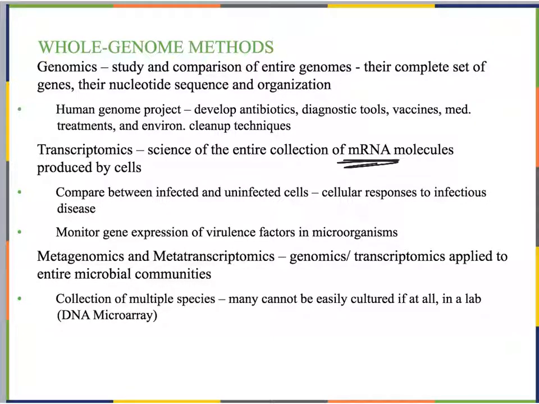If we take either genomics or transcriptomics and apply it to an entire microbial community, then that is metagenomics or metatranscriptomics, respectively. So if we want to look at the microbial community in somebody's intestines, we can do a DNA microarray on it, or go through the process of labeling. We would be looking at the entire microbial community, because maybe we can't pick things out. Many can't be easily cultured, if at all, in a lab.